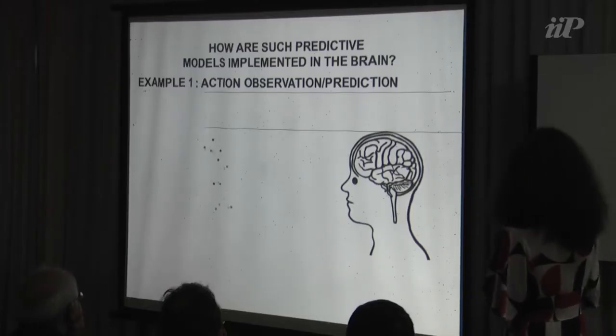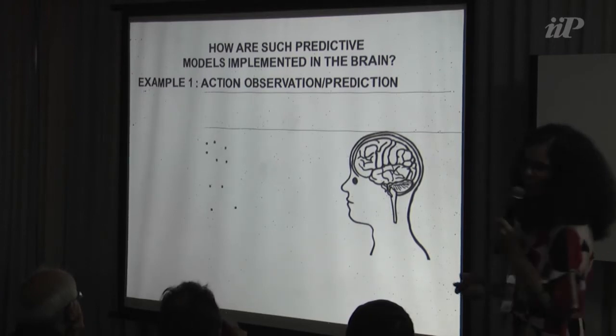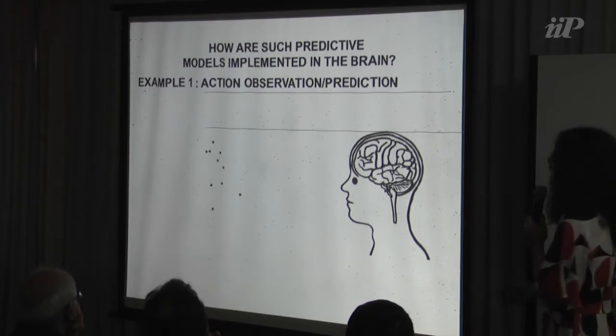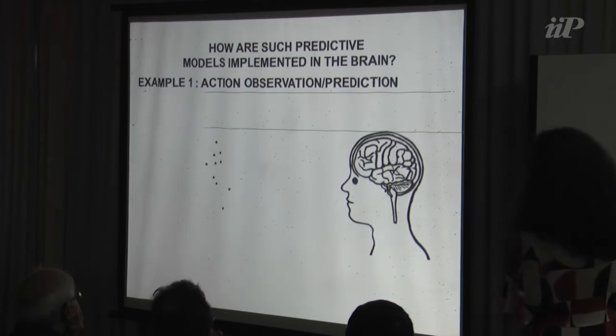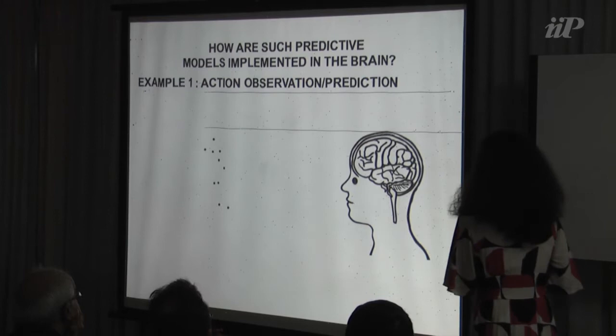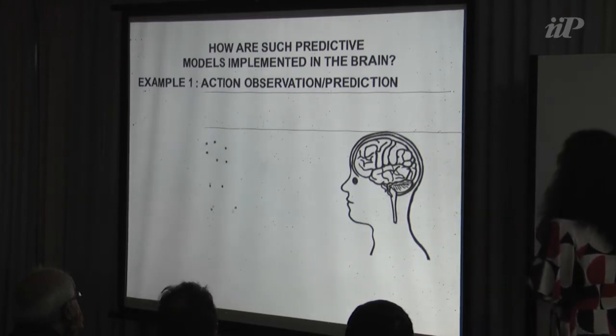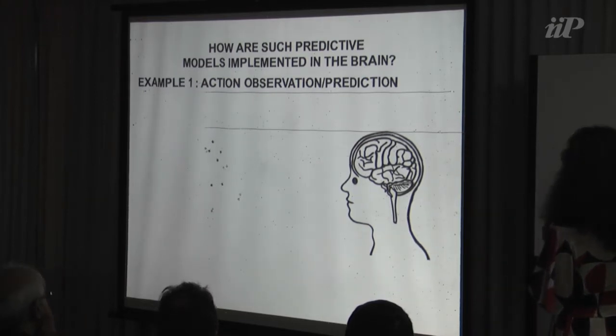So the discussion I would like to bring to you and talk a little bit about today is trying to figure out how these predictive models are implemented in the brain. So we will start with the first example in the action observation and prediction domain.